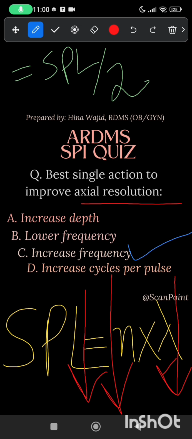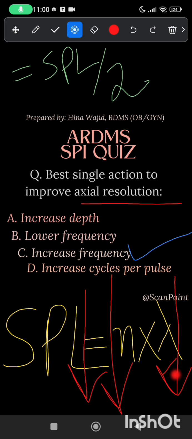So here we can see the option increase the frequency. It decreases the wavelength. When frequency decreases, wavelength increases. So that's why here the right answer is increase frequency. Because when we increase the frequency, wavelength gets shorter, it means SPL gets shorter, it means axial resolution improves.